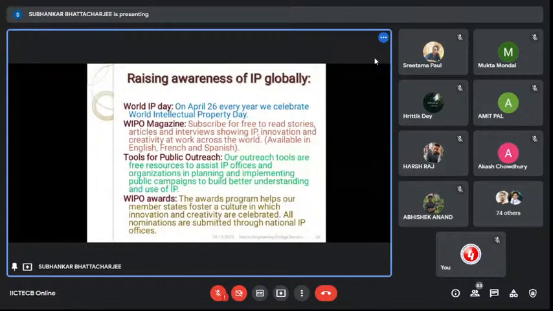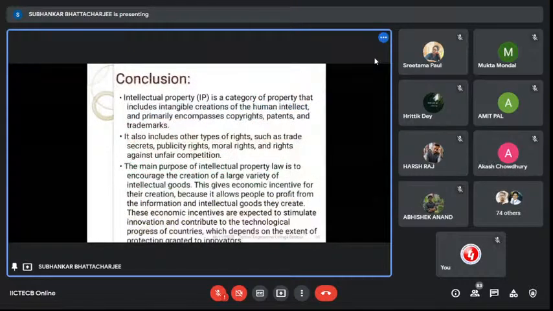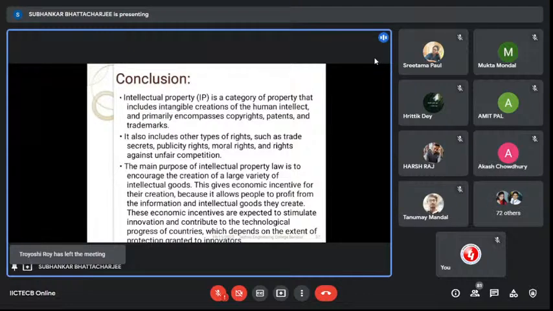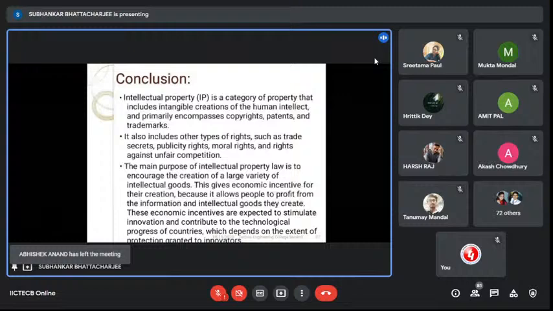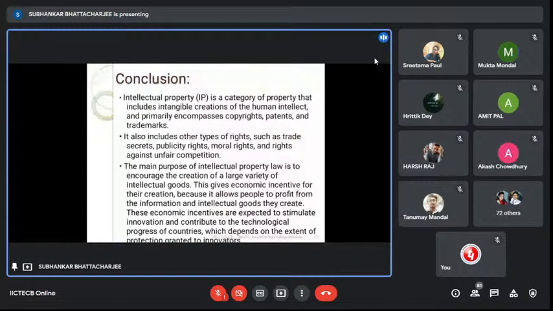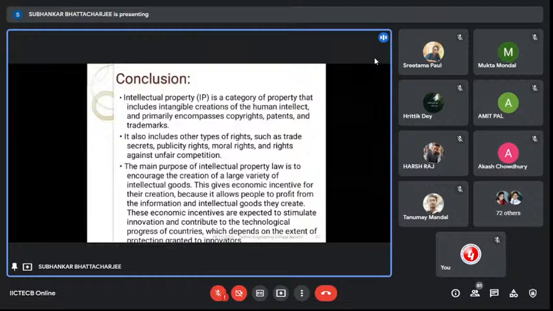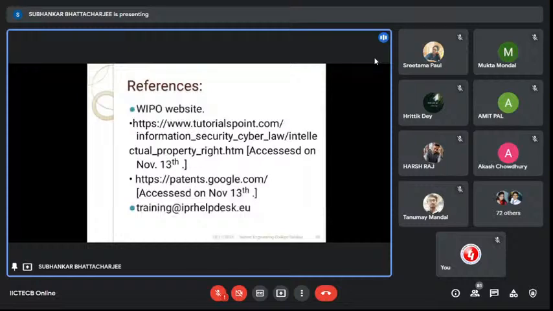Okay. This is the conclusion of intellectual property, a category that includes intangible things, as we know: intangible properties, intangible products, intangible ideas, right? Secrets, moral rights, right? This is the reference.